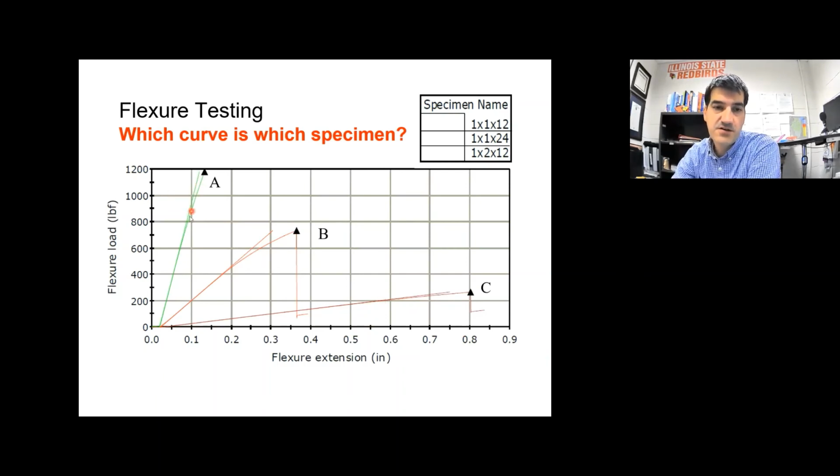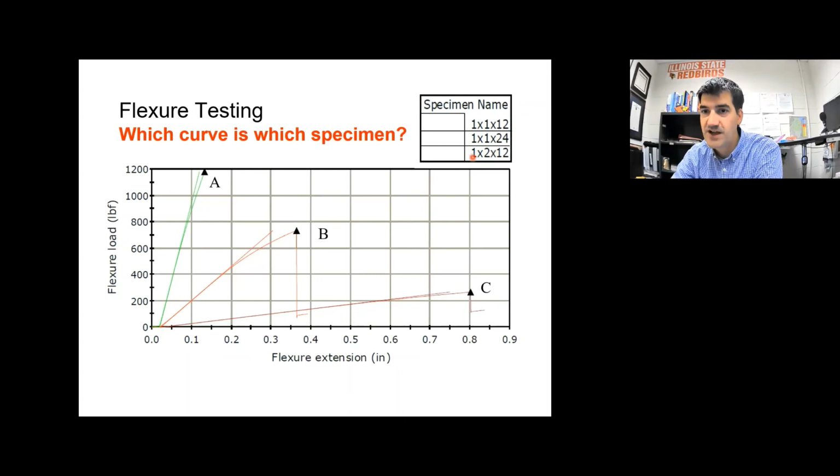So let's look at curve A again. Curve A has the least amount of deflection for a given amount of force. So which one of these specimens do you think would be the most rigid? Which would be the most rigid part? Well, we have to assume they're all made out of the same material. So the only thing that would really change is the moment of inertia for these parts. And the moment of inertia for this one right here, for a 1/2, is going to be significantly higher than the moment of inertia for a 1/1.